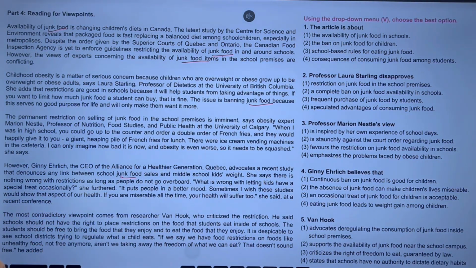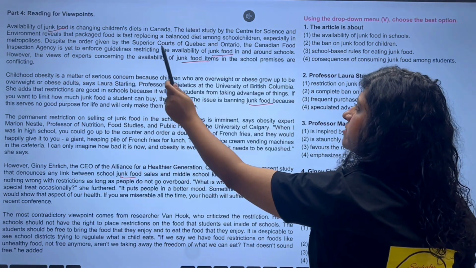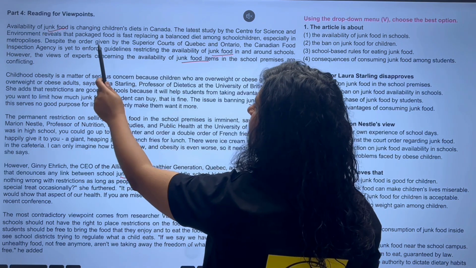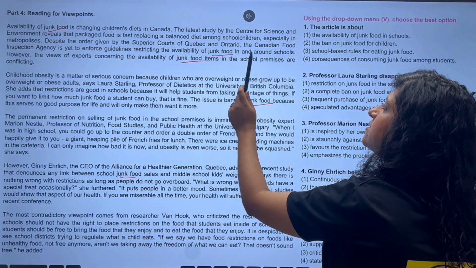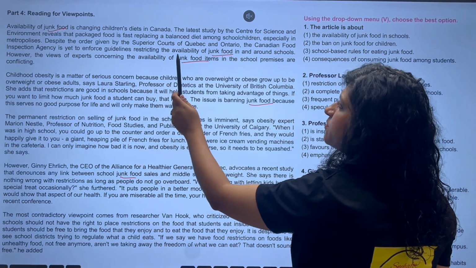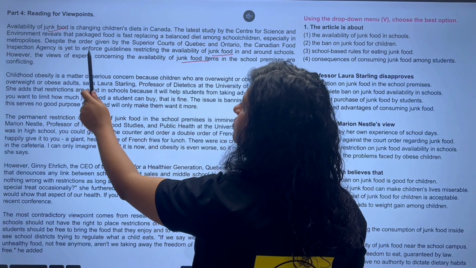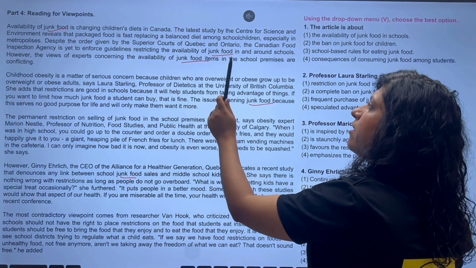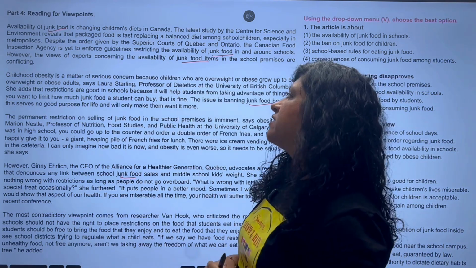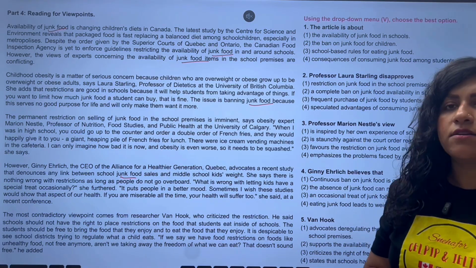So let's read the first paragraph. It says, availability of junk food is changing children's diets in Canada. The latest study by the Center for Science and Environment reveals that packaged food is fast replacing a balanced diet among school children, especially in metropolises. Despite the order given by the Superior Courts of Quebec and Ontario, the Canadian Food Inspection Agency is yet to enforce guidelines restricting the availability of junk food in and around schools. However, the views of experts concerning the availability of junk food items in the school premises are conflicting.